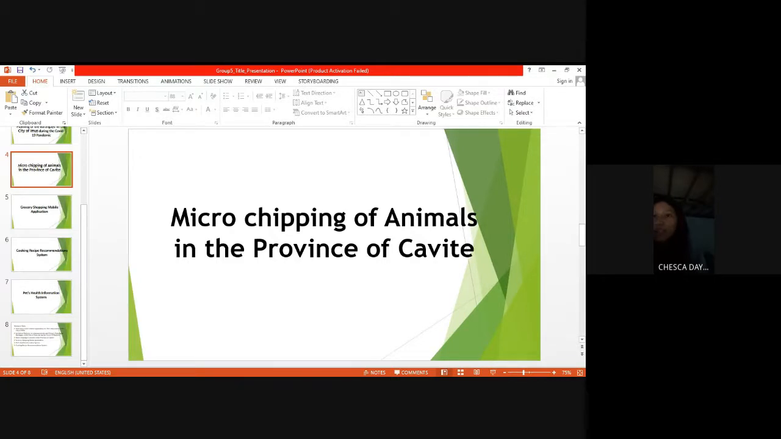Vet clinics, animal shelters, and municipal animal control facilities usually have scanners capable of reading microchips. When the chip is scanned, the number is matched in the database to determine the owner's contact information, so the pet can be returned. So this is the problem that we really want to solve.